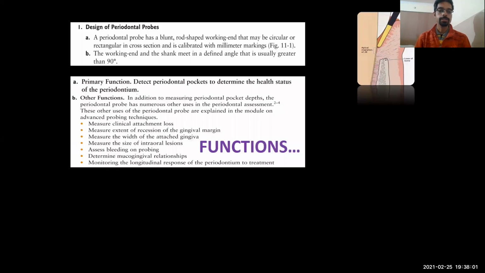Now, what are the functions of the periodontal probe? The primary function is to detect the probing pocket depth and also to measure the clinical attachment loss, extent of recession, width of attached gingiva, size of intraoral lesions, and to assess bleeding on probing, etc. There are lots and lots of functions of the periodontal probe.